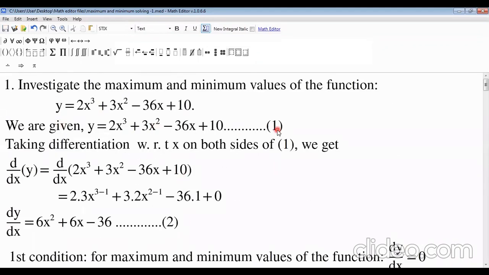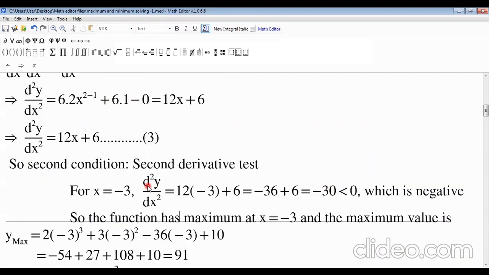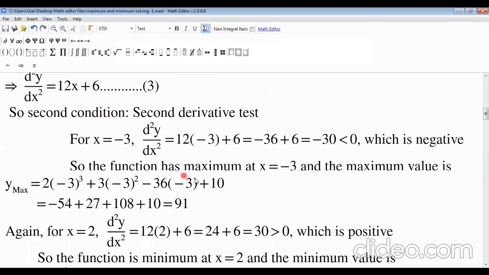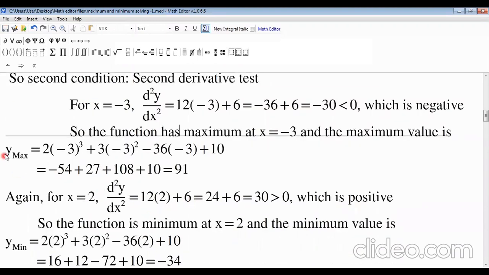This is equation number 1. Just putting x equals to minus 3 here, we get 91, and 91 is the maximum value, y max. That means the maximum value of y. Again, all these lines will be the same, just for x equals to minus 3.